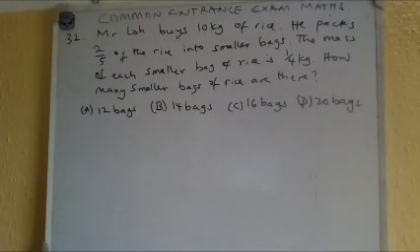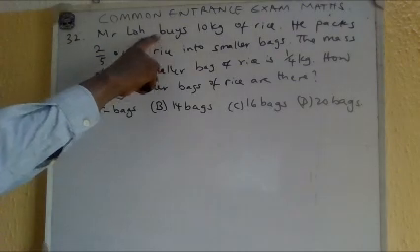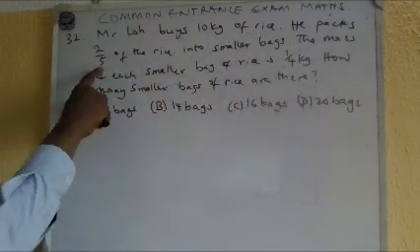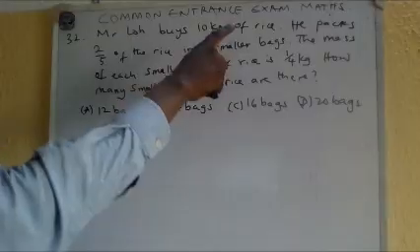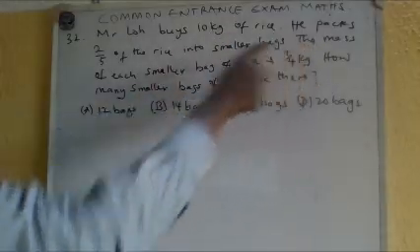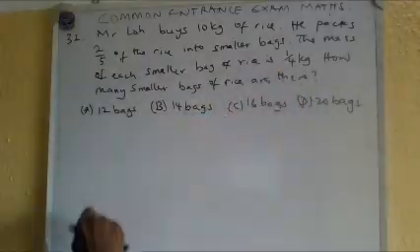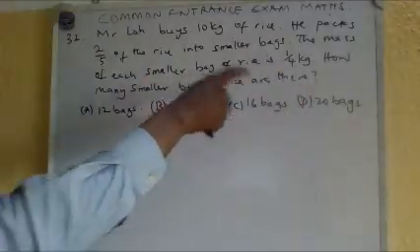Okay, so we have this question on the board. It says Mr. Lowe buys 10 kg of rice. He packs 2 over 5 of the rice into smaller bags. The mass of each smaller bag of rice is 1 over 4 kg. How many smaller bags of rice are there?